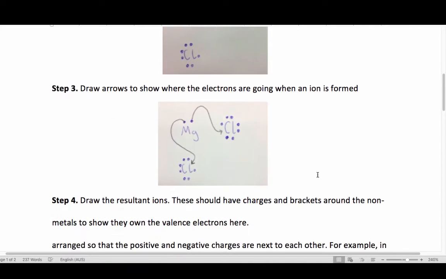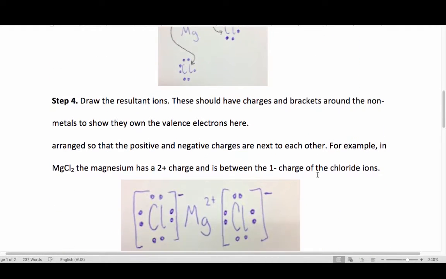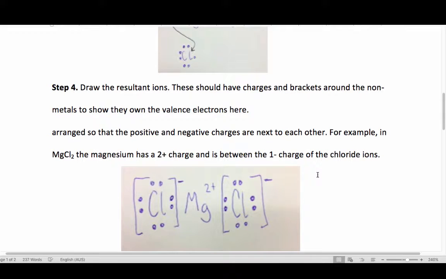The last step is to draw the resultant ions. These should have charges and brackets around the nonmetals to show that they own the valence electrons. Make sure that they're arranged so that the positive and negative charges are next to each other. For example, in magnesium chloride, magnesium has a +2 charge and is between the -1 charge of the chloride ions.